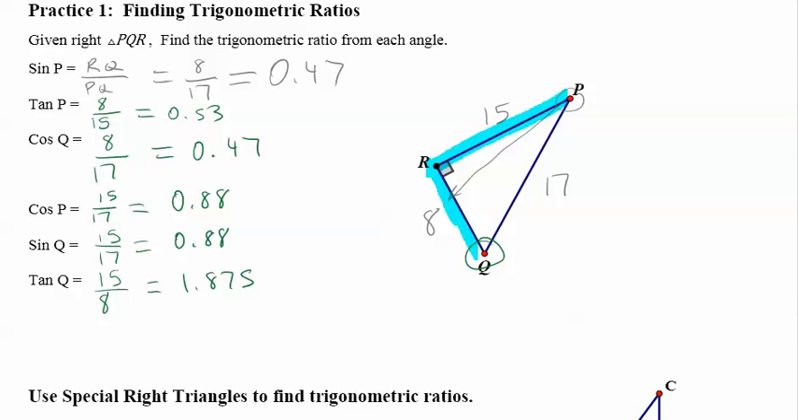I hope these videos have helped. Tune into the next video and we will look at how to find the angle when given the sine ratio. We're going to use the inverse. Thank you.